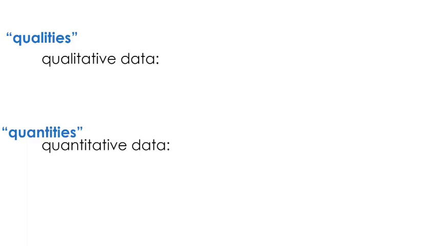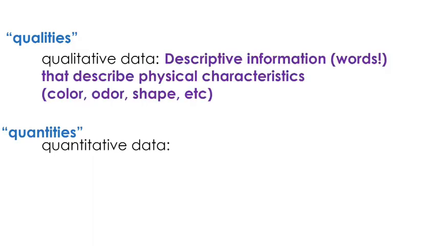If you think of qualities that you'd like in a friend or qualities in yourself, you're probably thinking of some descriptive information about yourself, some words that you can use to describe yourself. Those are your qualities. And that's all that qualitative data is generally: words describing physical characteristics like color, odor, shape, size, something that isn't numerical.